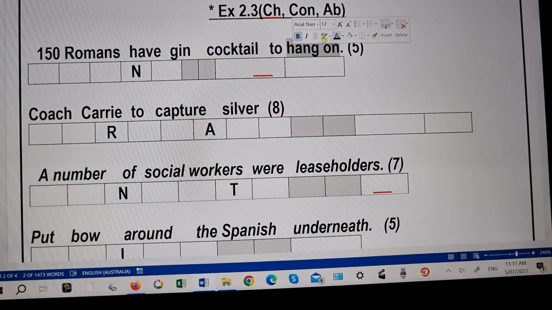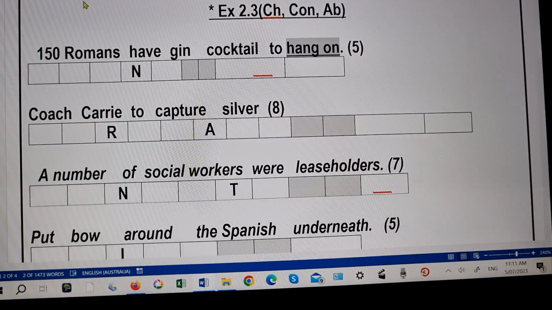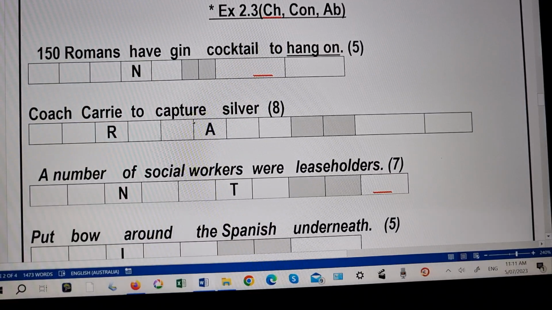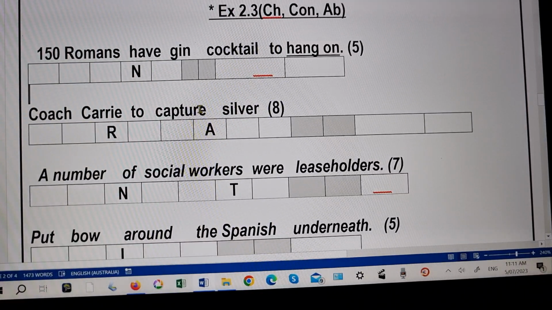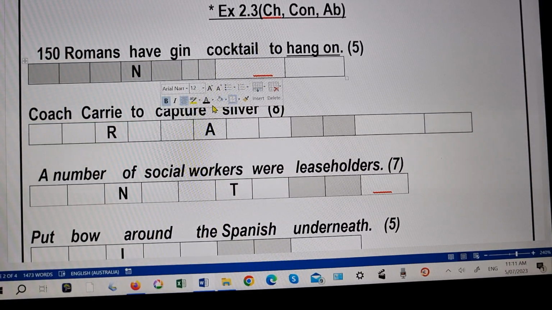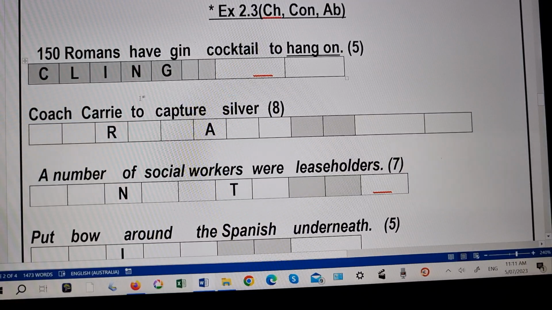If all that's up here, I reckon the key is going to be down here. Hang on. There's our "hang on". There's your key. If you hang on to something, what do you do? You put an N there, 5 spaces. Oh, yes, you cling to it, don't you? I reckon that's the answer, cling.